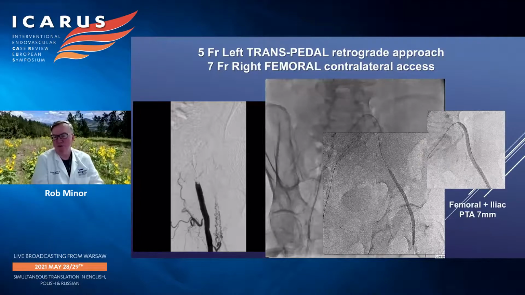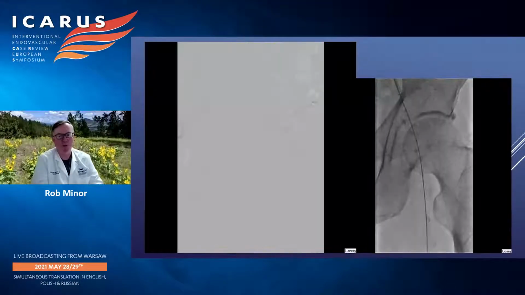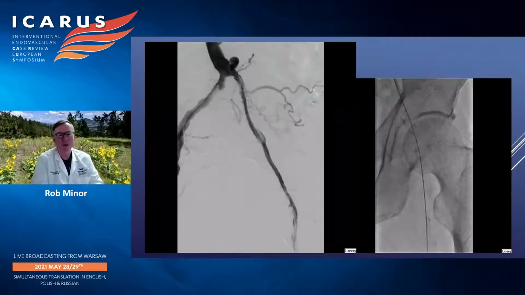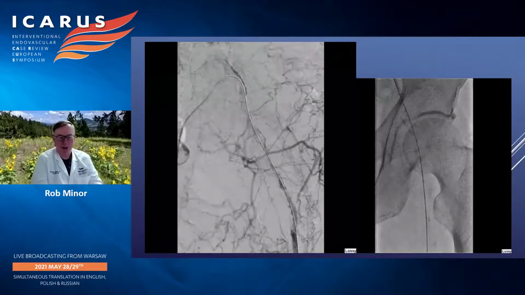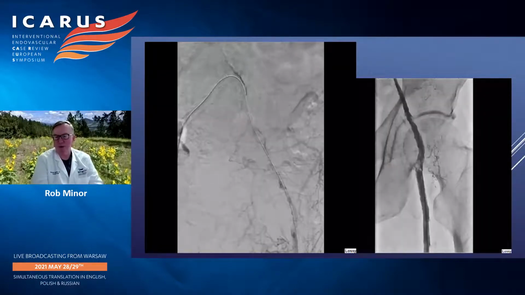Angioplasty was then performed using a submillimeter balloon. And this is the angiogram following angioplasty. I want to pay attention to the collateral seen here because we wanted to preserve these collaterals in the region of the common femoral artery if we could.